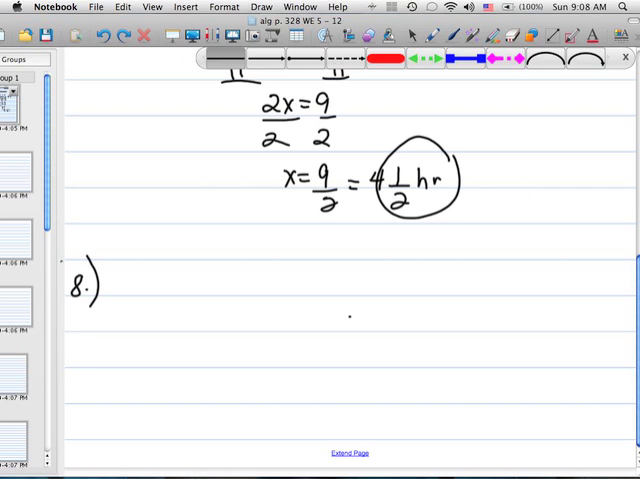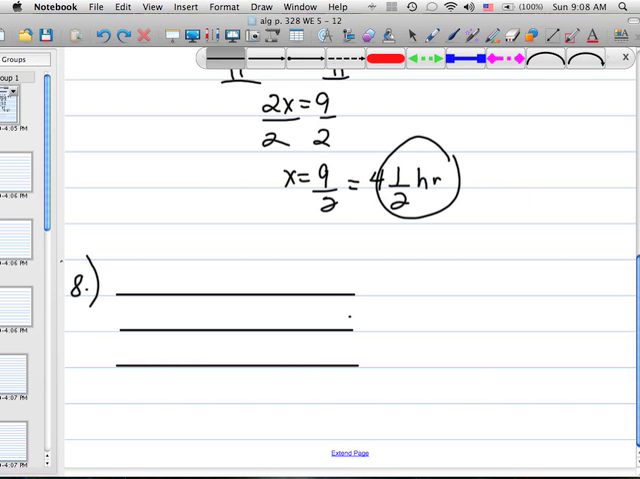Problem number 8 is still in the oral exercises. Make your chart.